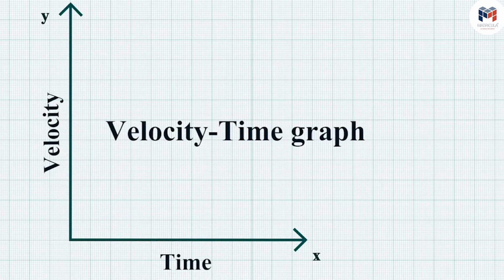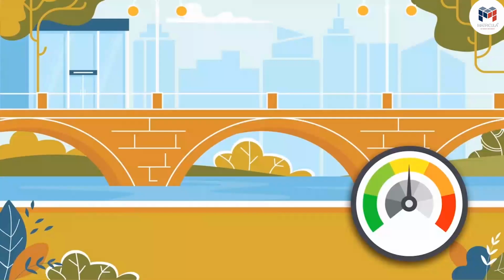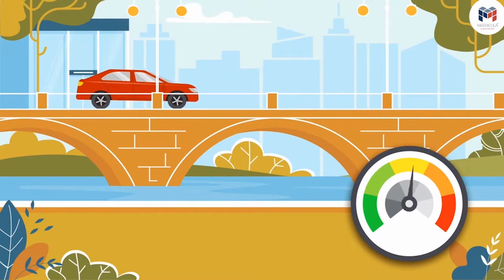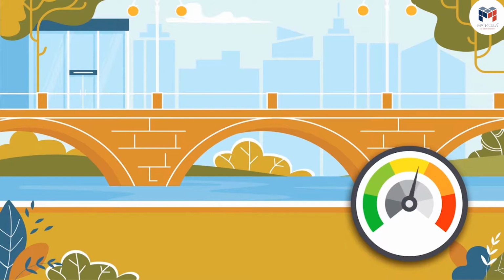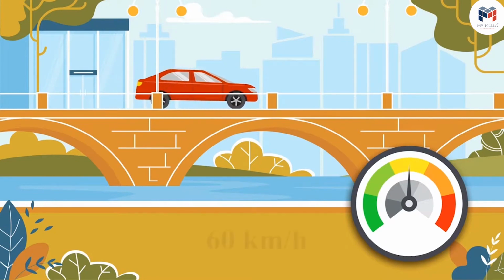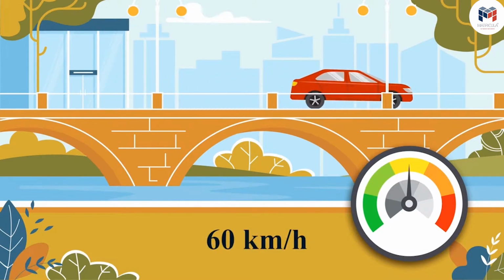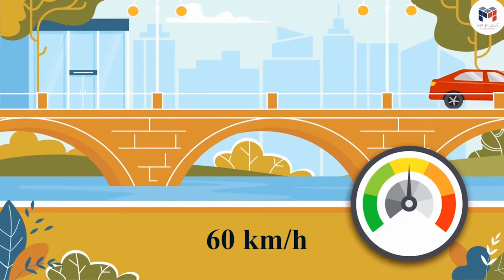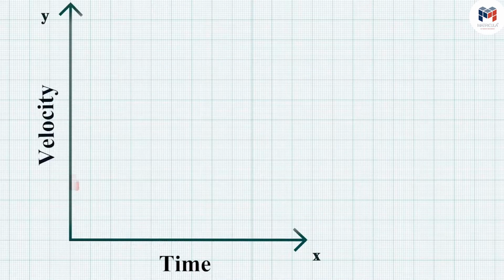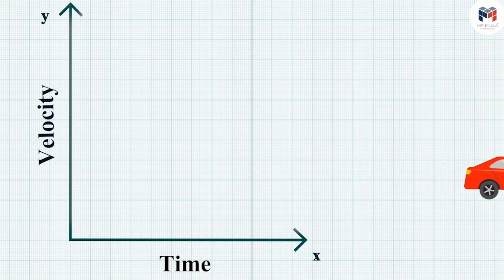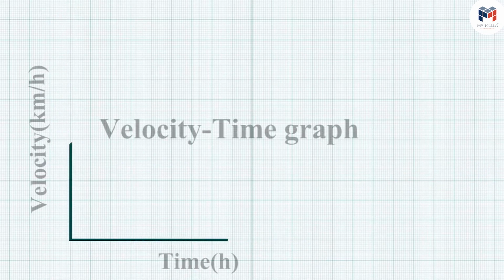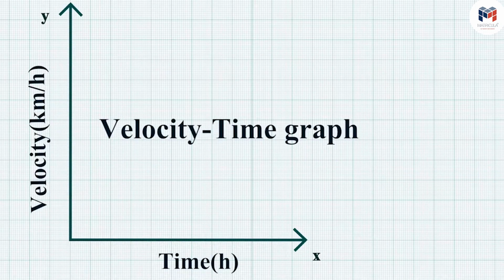Now, let's study the velocity time graph. The variation in velocity with time for an object moving in a straight line can be represented by a velocity time graph. Suppose a car is moving at a uniform velocity of 60 km per hour in a certain direction. The velocity time graph of that car can be plotted by considering the velocity at certain time instants. Here, time and velocity are represented along the x-axis and y-axis respectively.